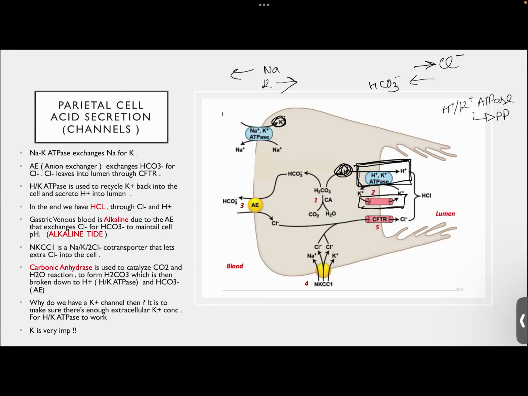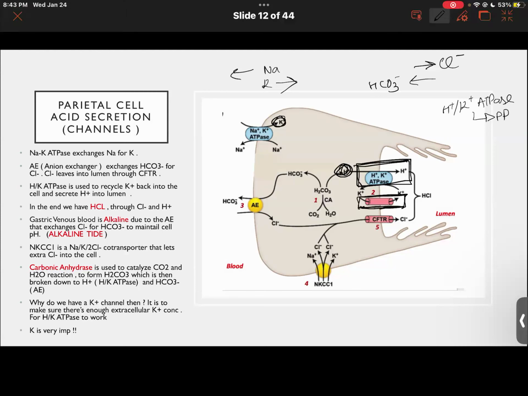So this channel, this one is not a proton pump. It's a simple channel in the cell membrane that allows potassium from inside the cell to leave and go into the lumen. And the only reason it does this is so that this potassium can then be exchanged for hydrogen. This potassium, when it leaves, is then going to be shuttled into the cell using the proton pump, and the hydrogen is going to be shuttled in the opposite direction into the lumen.